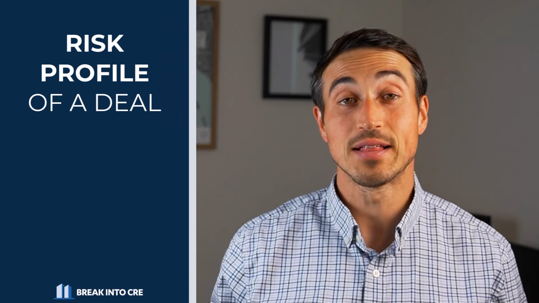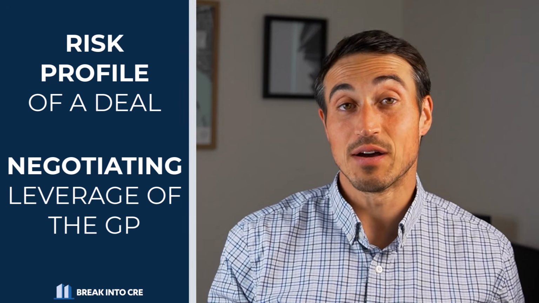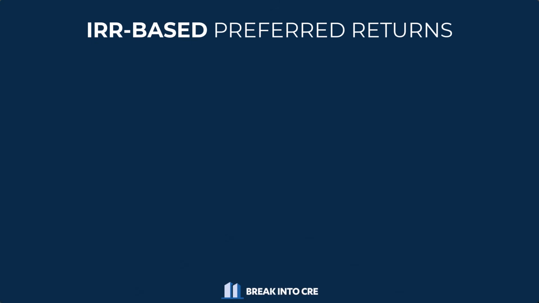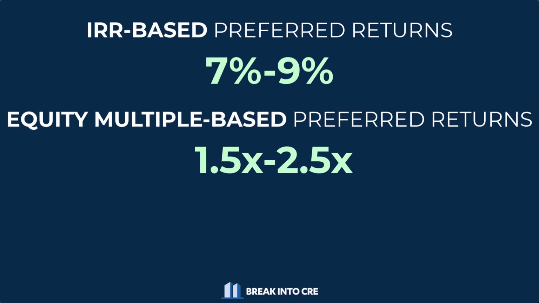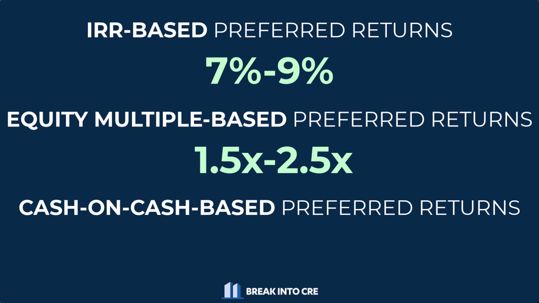Now, what these preferred return amounts are can vary a lot based on the risk profile of a deal and the negotiating leverage of the GP, but in general terms, IRR-based preferred returns will usually fall somewhere between about 7% and 9% on these deals. Equity multiple-based preferred returns will usually fall somewhere between about 1.5x and 2.5x, and cash-on-cash-based preferred returns will usually fall somewhere between about 6% and 8% per year.